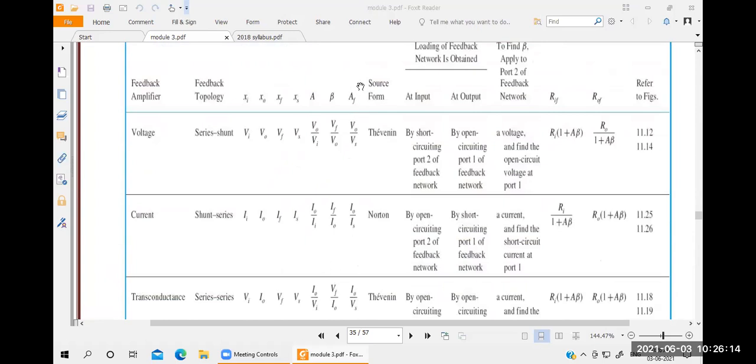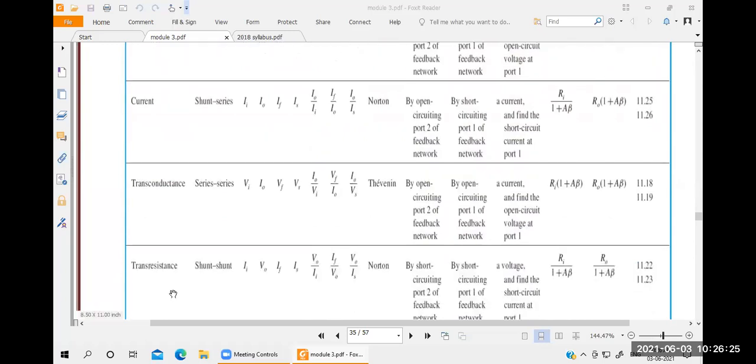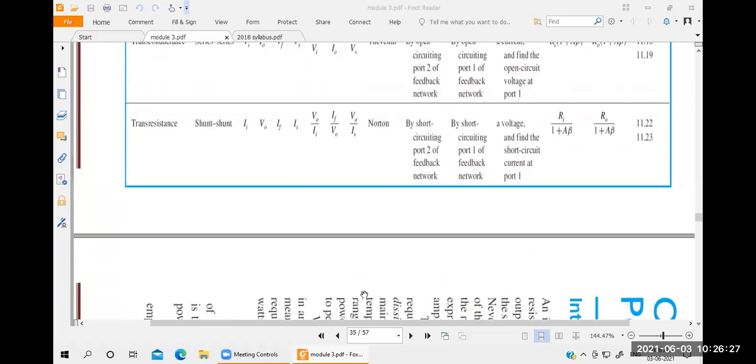Same thing you can write now for the amplifier with feedback. For the voltage amplifier, V naught by Vs. Current means I naught by Is. Transconductance means I naught by Vs. Then transresistance means V naught by Is.